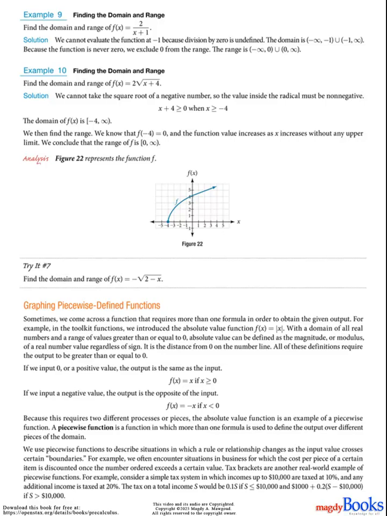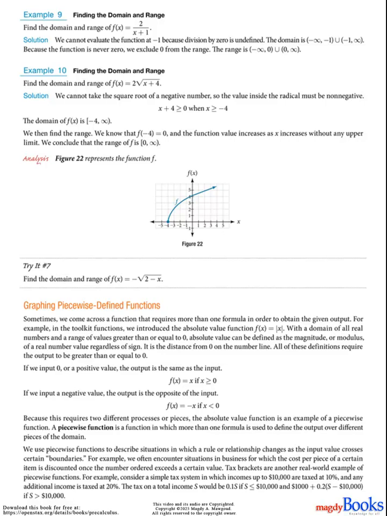1.2.5. Graphing piecewise defined functions. Sometimes we come across a function that requires more than one formula in order to obtain the given output. For example, in the toolkit functions, we introduced the absolute value function f of x equals the absolute value of x, with a domain of all real numbers and a range of values greater than or equal to 0. Absolute value can be defined as the magnitude, or modulus, of a real number value regardless of sign. It is the distance from 0 on the number line. All of these definitions require the output to be greater than or equal to 0.